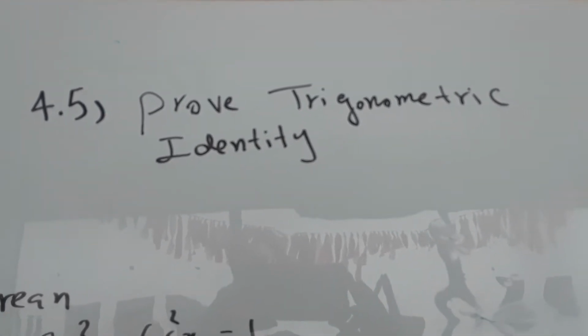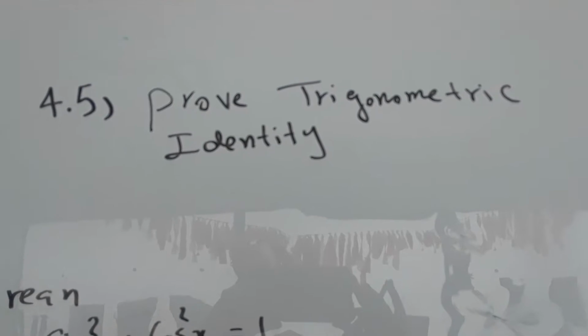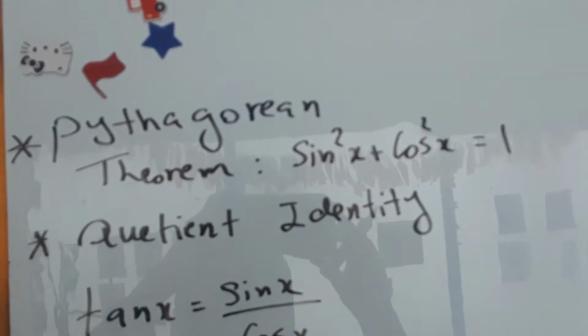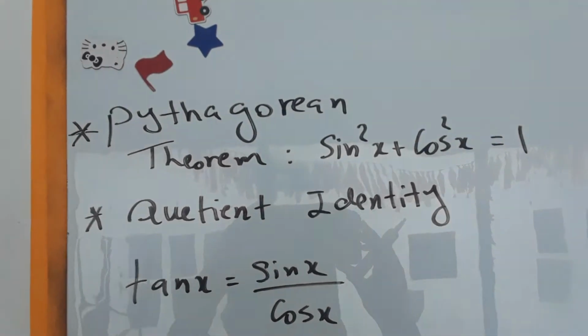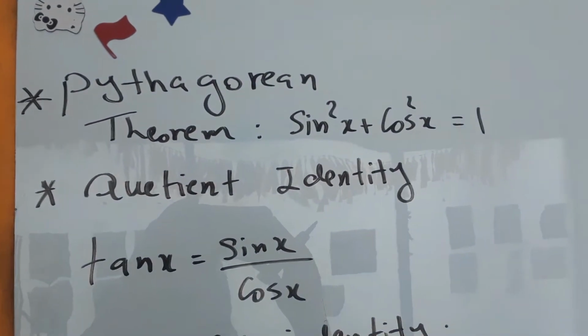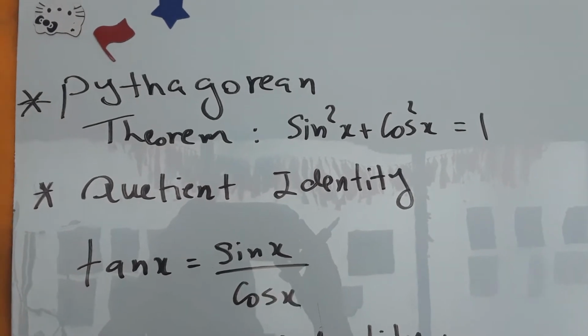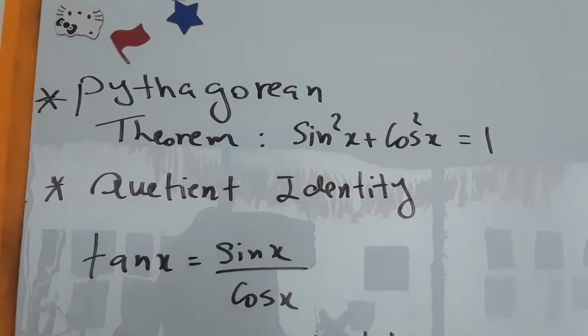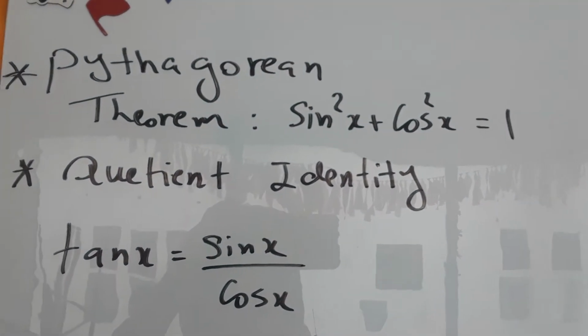So today's lesson is 4.5, prove trigonometric identities. Some identities that you already need to know are the Pythagorean identity: sine squared x plus cosine squared x is 1. I will explain that a little bit.